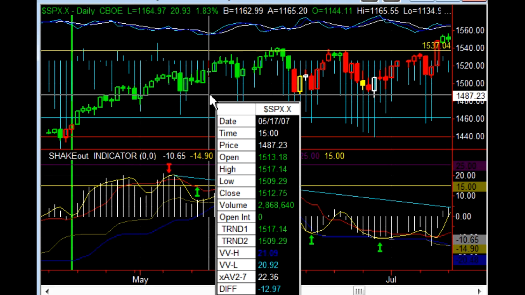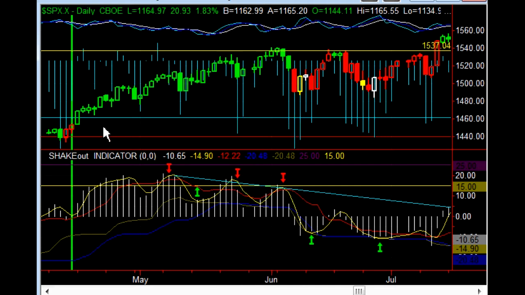This is 2007. Everything's wonderful, prices at record highs, and you can see the market is moving along, and the shakeout indicator is following it in kind. Now, when we look at the shakeout indicator, certainly any dip from a previous high you can use as an opportunity to sell, and any increase in the histogram you can use as a buy signal.